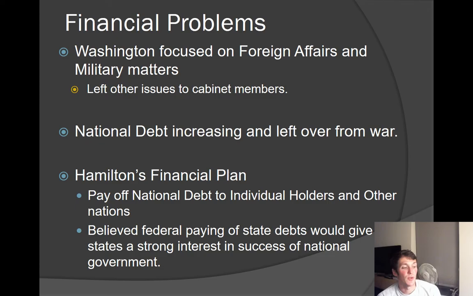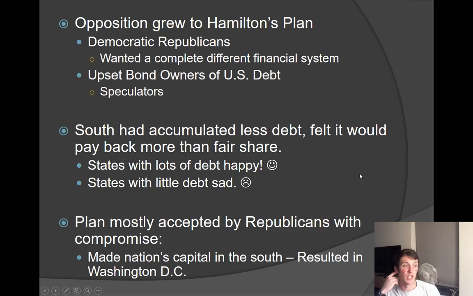You are going to have the federal government. His plan is to pay back state debts, and by doing this, it's going to have the states actually have a strong interest in the success of the national government. Okay? And so there's going to be opposition to Hamilton's plan.